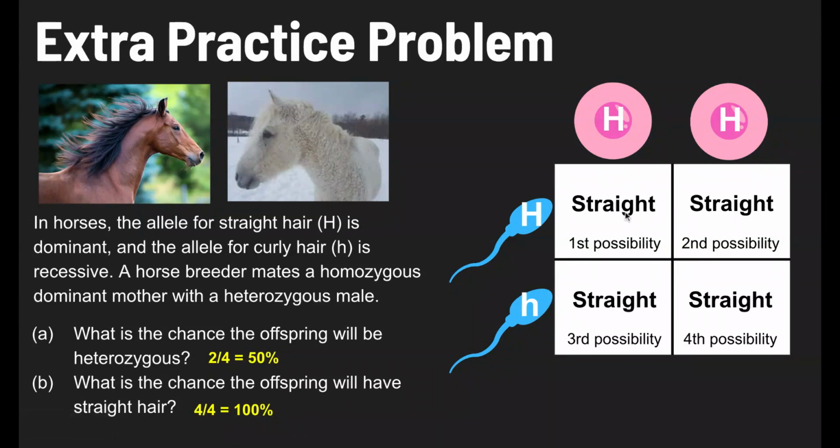You could add those up again. 25 plus 25 plus 25 plus 25 equals 100%. All right, so that is an example of how to use Punnett squares to predict the probability of a genotype and phenotype in offspring of a particular couple.